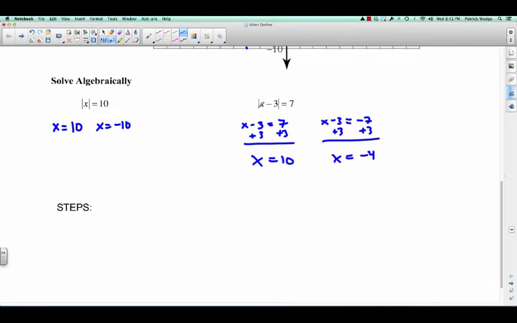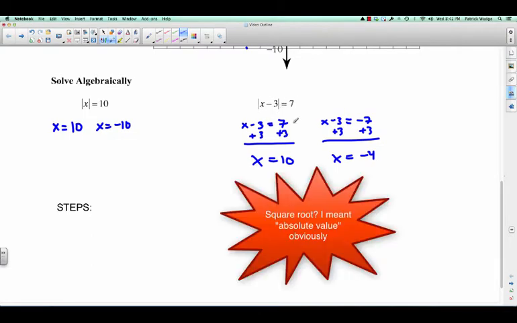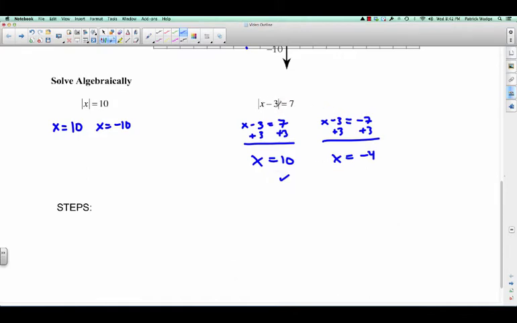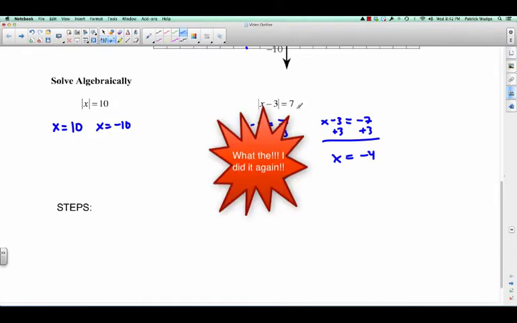So let's try. 10 minus 3 is 7, and the absolute value of 7 is 7. So this one worked. How about this one? Negative 4 take away 3 is negative 7, and the absolute value of negative 7 is positive 7. They both worked. So these are both good answers.